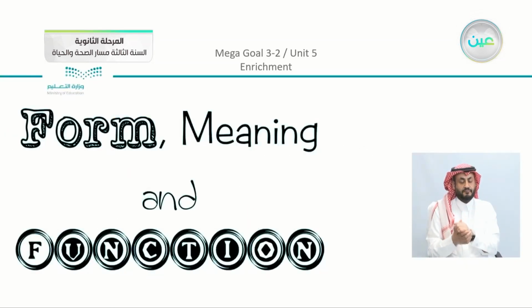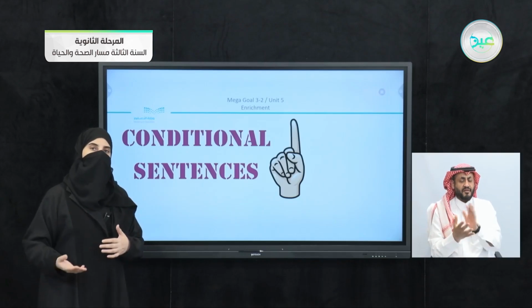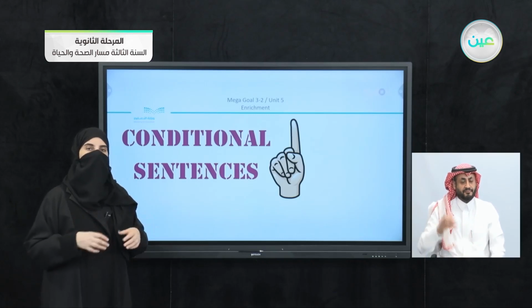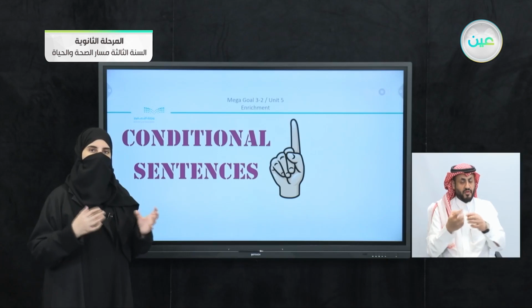Now we're going to move to the other part of our enrichment here, which is the form, meaning, and function. If you recall the structures that we also studied in Unit 5, we had conditional sentences. Before we start, the main thing that we have here between the grammar and the form, meaning, and function is the idea of clauses. Clauses are two ideas, or two parts actually, in one sentence. Each one has an idea.